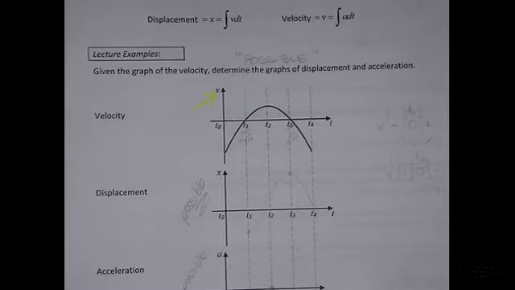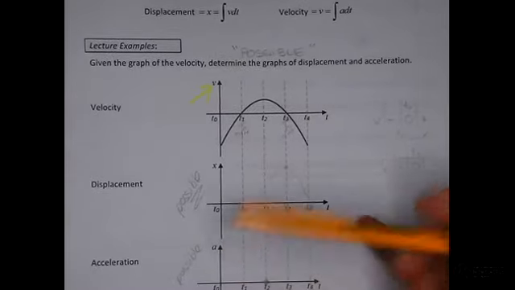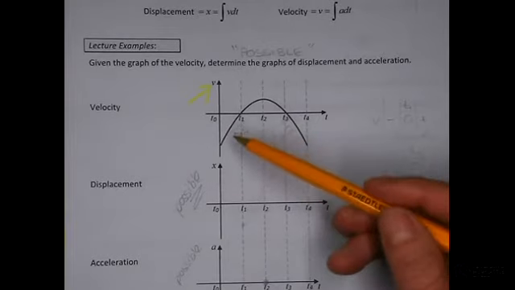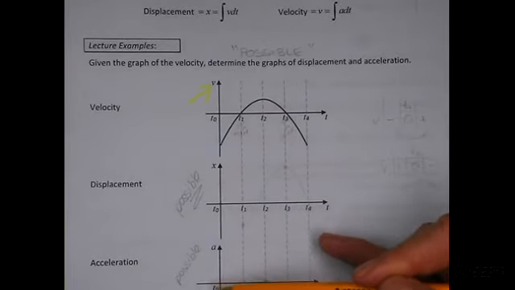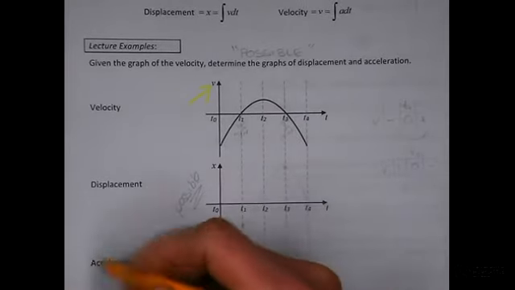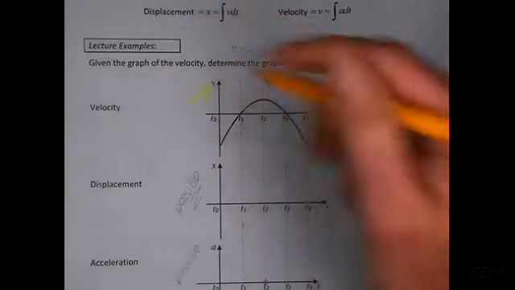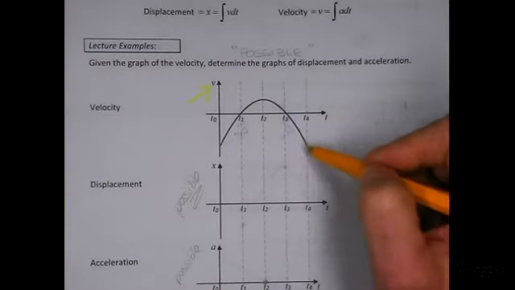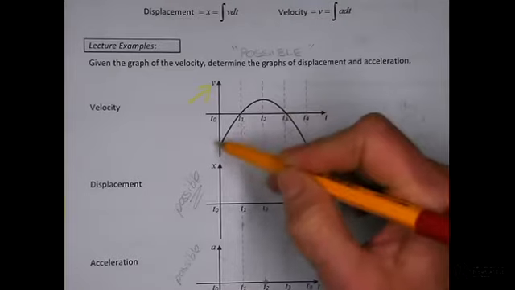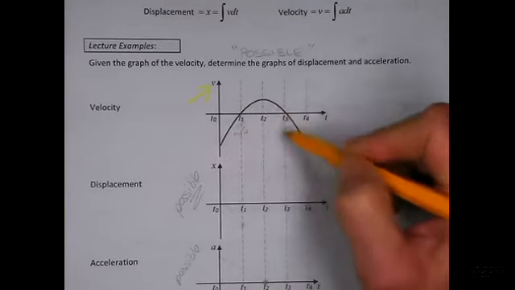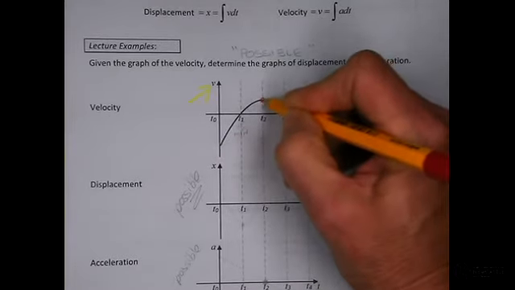Well, I would tend to do the first one. I wouldn't necessarily do those in order. I tend to say that the acceleration comes out easier because the acceleration is the first derivative of velocity. So it's the derivative of this graph. So if you look at the derivative of this graph and you say, well, it's got a stationary point there.